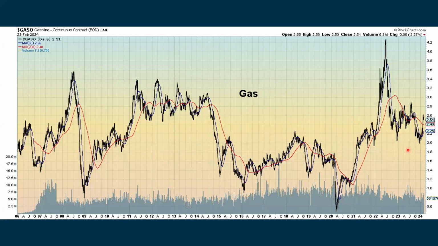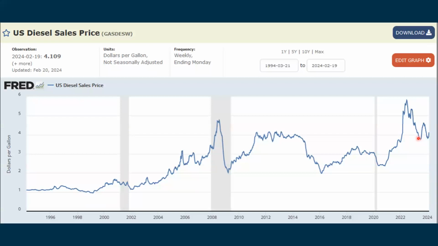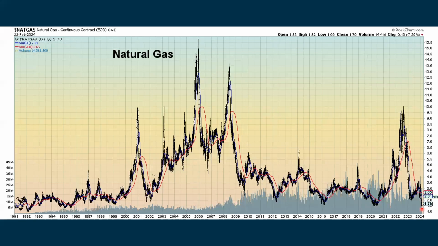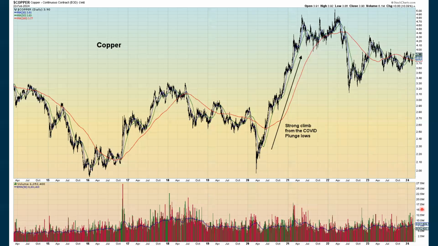We look at gas, which has been going back up, but is still in a longer term downtrend. This is diesel, also starting to go back up, but in a longer term downtrend. Heating oil also starting to go back up, but still in a downtrend. Natural gas has really been declining lately. And copper's been chopping all over the place. We're still in a longer term downtrend here, even though it has bounced up over the past week.